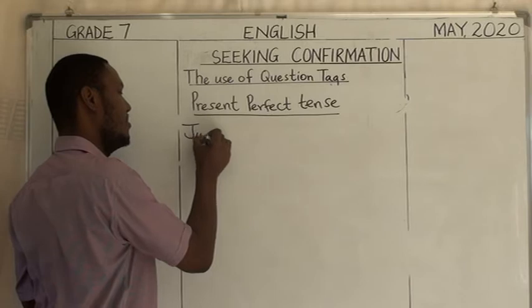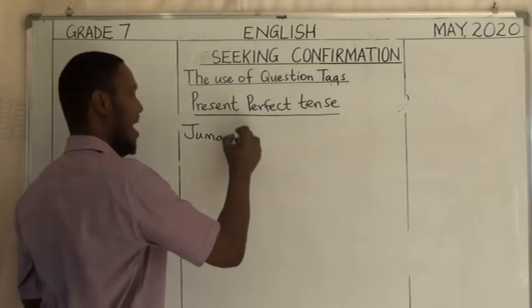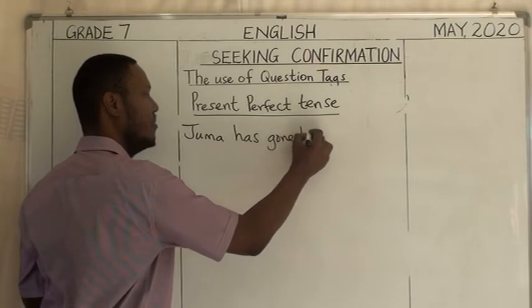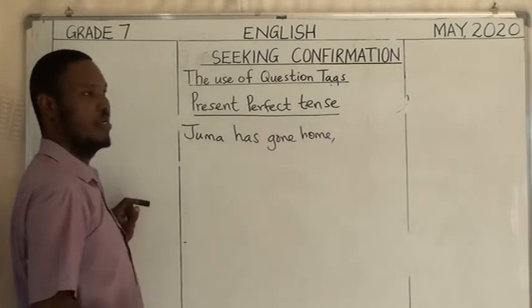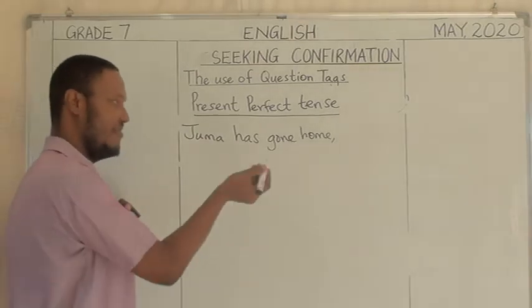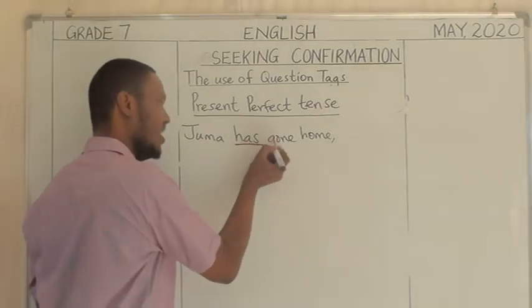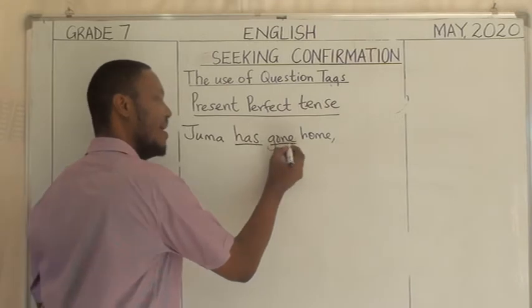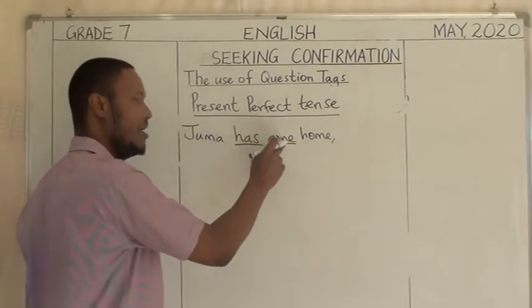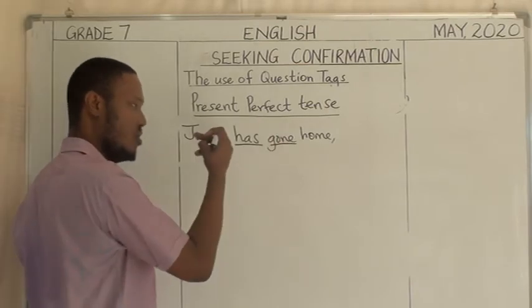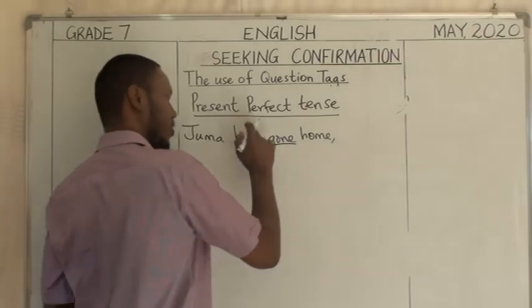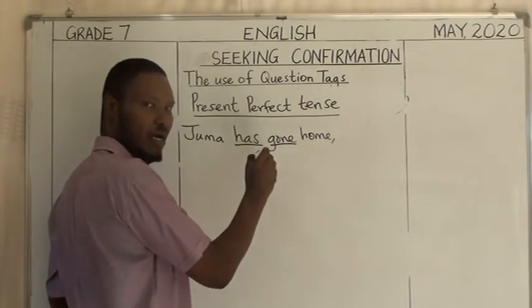Juma has gone home. Which is the helping verb here? It is very evident, this one here. It is used with this main verb, and this main verb is in the past participle form of go. Juma has gone home. So this is a positive statement.